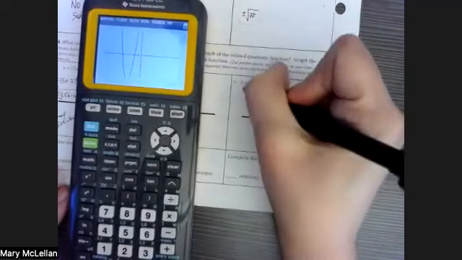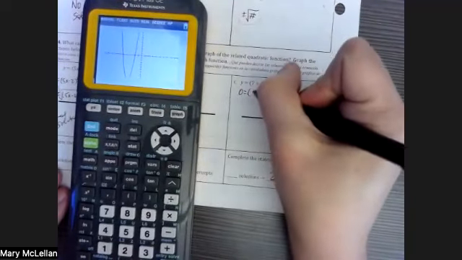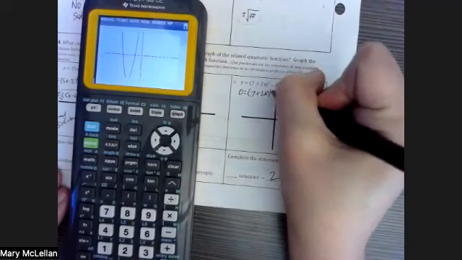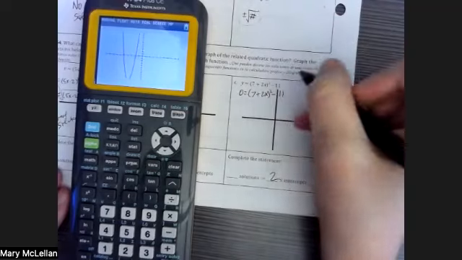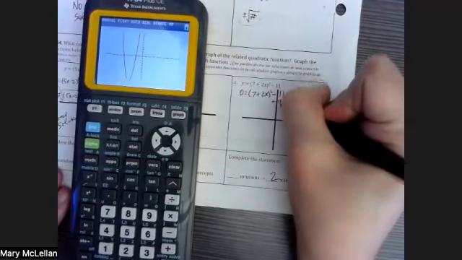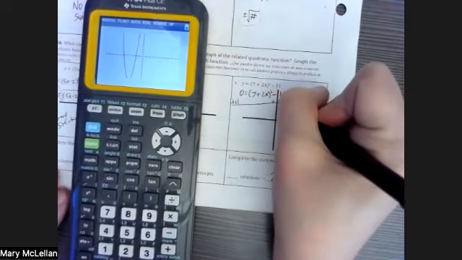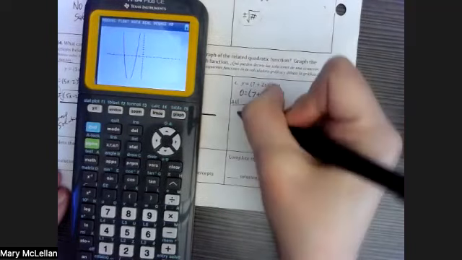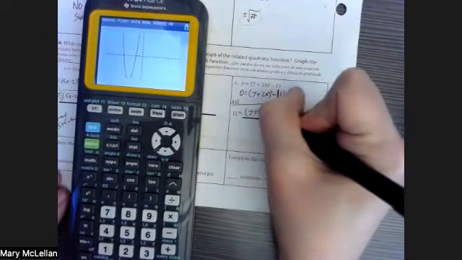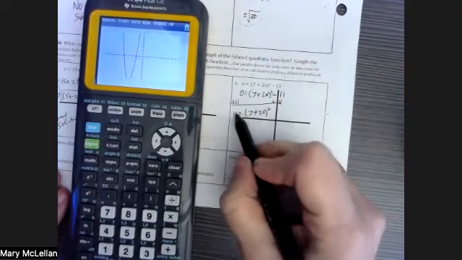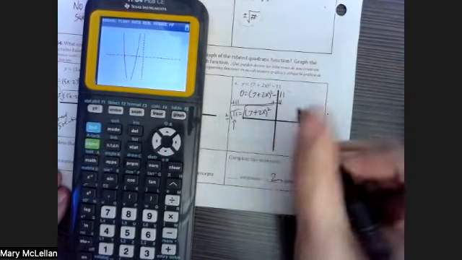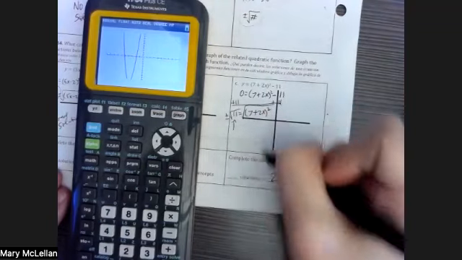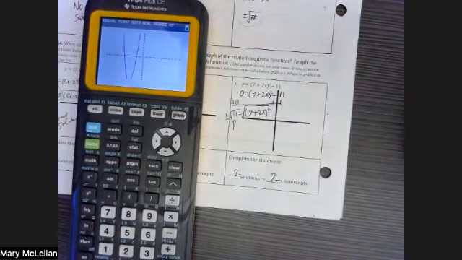Let's see. If I put in 0 for y, I would have 0 equals 7 plus 2x squared minus 11. I add 11 to both sides. Then I have 11 equals 7 plus 2x squared. If I take the square root of both sides, I would have plus or minus the square root of 11, which gives me 2 solutions. 2 solutions, 2 x-intercepts. Isn't that interesting?